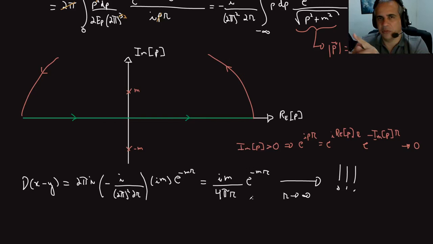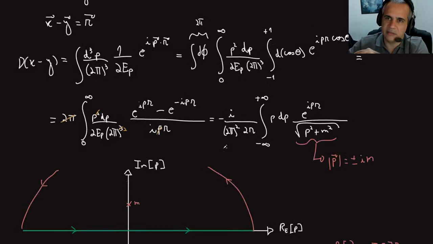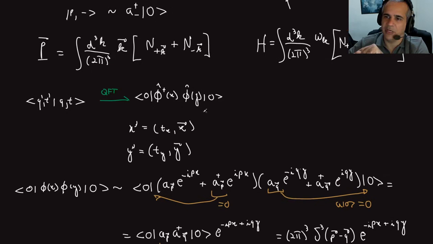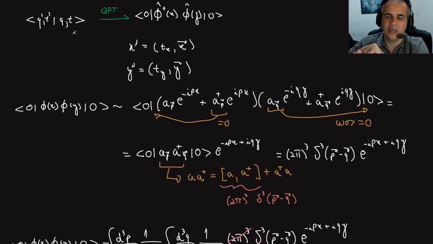Because the whole logic is based on an analogy I made at the start, which is saying that calculating this in quantum field theory amounts to the same as calculating this in quantum mechanics. And apparently, in fact, it is not, right?